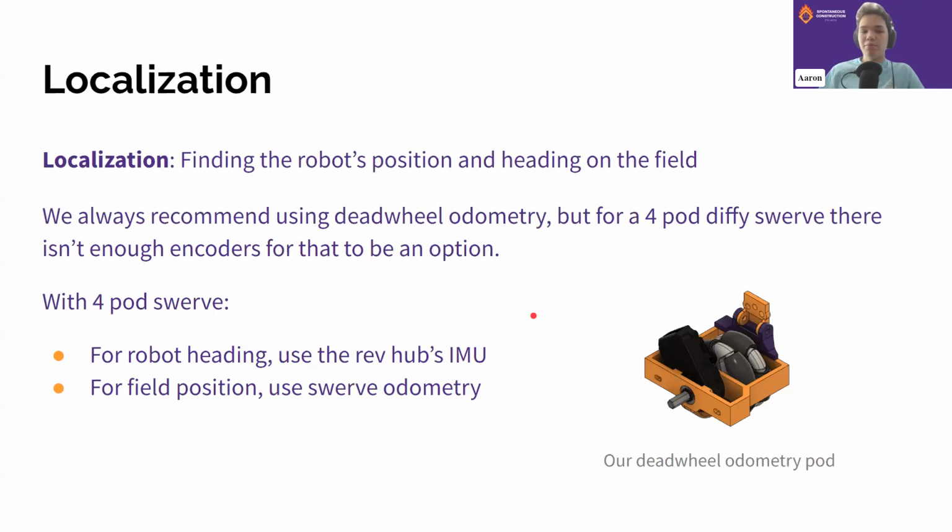But for the autonomous portion, one of the most important parts of a drivetrain is figuring out how to localize. And if you don't know, localizing just means finding the robot's position when you're on the field. If you are able to use dead wheel odometry, we highly recommend that because it accounts for errors if you hit a game element or if you hit another robot, which can be super useful in more complicated games like this one, where two robots might be jousting a lot over shared high goals. But in our case, since we use 4-pod diffy swerve, we actually didn't have enough encoders to use dead wheel odometry. So in our case, what we did for the position is we use swerve odometry, which we'll show in a second. And then for the heading, we just use the Rev Hub's internal IMU, which is basically the gyro, to figure out the orientation of the robot.